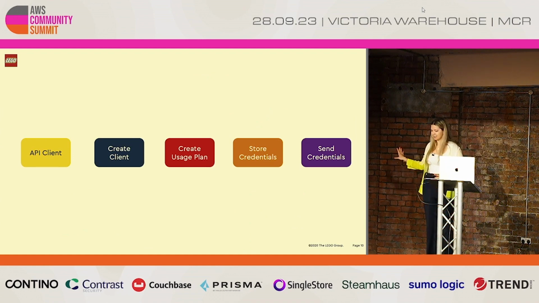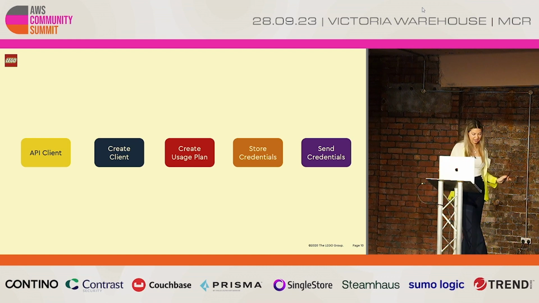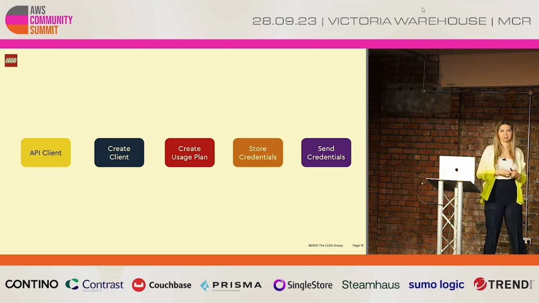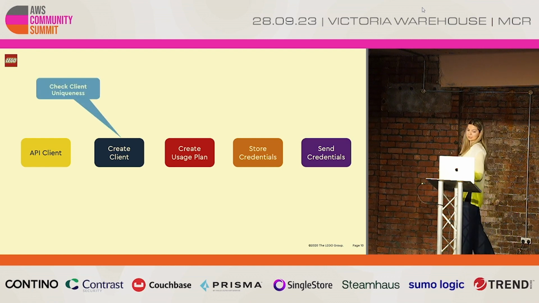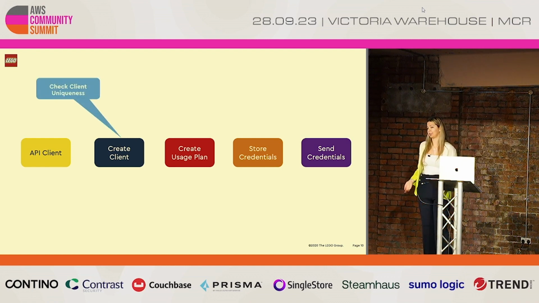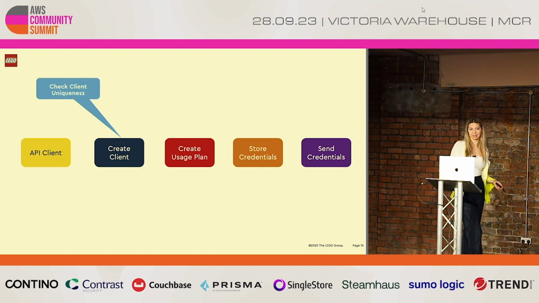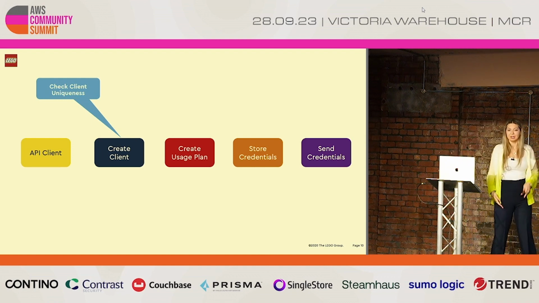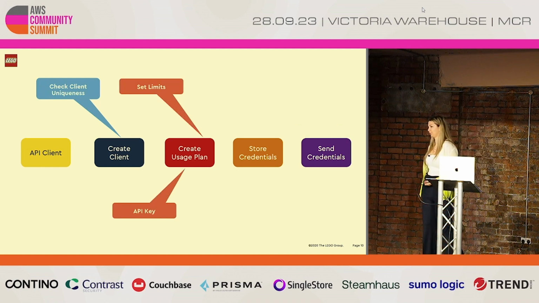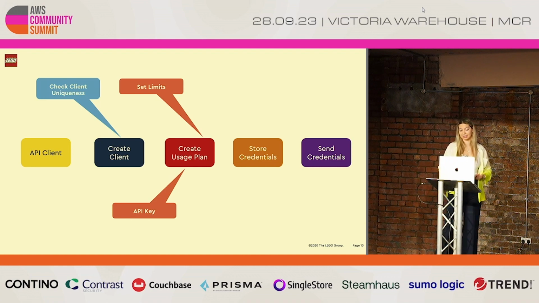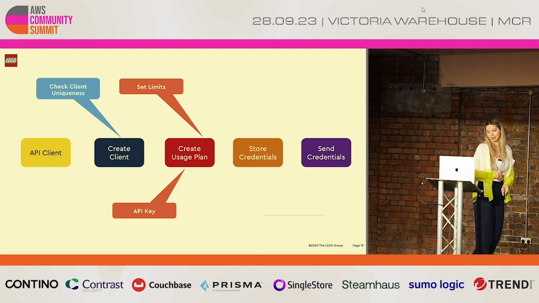Well, these are the main steps that I've outlined. But before we dive into that, let's think about some of the considerations that we might want to have. For instance, when you create a client, you might want to check that it's unique. You don't already have a client onboarding with that exact same name, because that might cause problems down the line. Again, a usage plan is not enough. You want to make sure you create an API key and you link it to that usage plan.